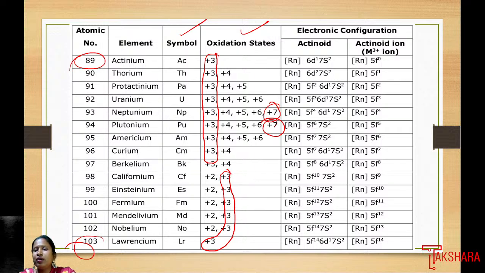Then the electronic configuration we have as per the actinides.